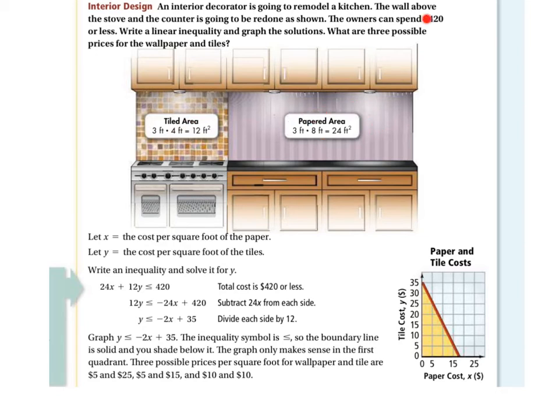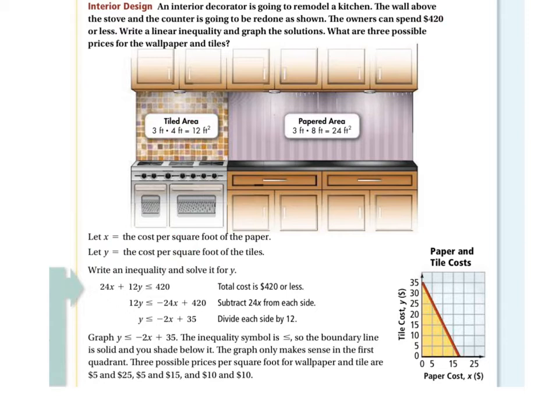And we said we're going to spend a total of $420. So you got to start thinking, okay, what's the cost of each type of material, and so forth. So let X be the cost per square foot of the paper, and Y the cost per square foot of the tiles. So 12 and 24 are the numbers we're going to be thinking about, right? Write an inequality and solve for Y.